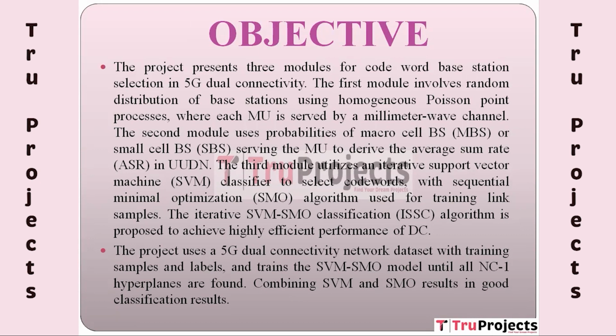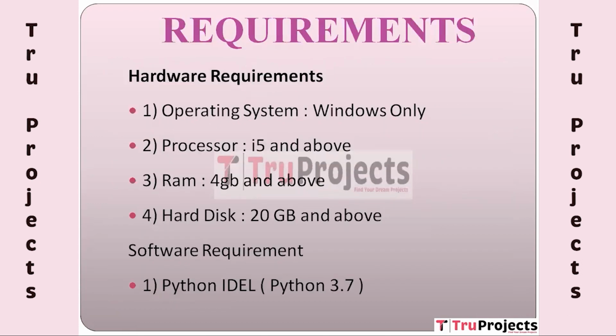The iterative SVM-SMO classification, that is ISSC algorithm, achieves highly efficient performance in DC. The project uses a 5G dual connectivity network dataset with training samples and labels and combines SVM and SMO for good classification results. Requirements. To execute this project, these are the requirements needed.